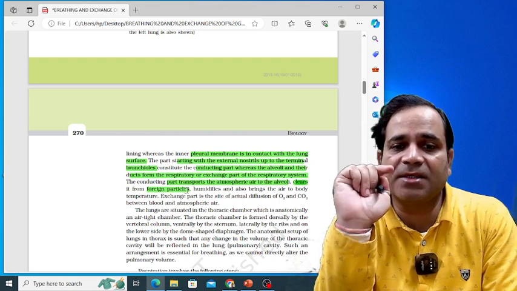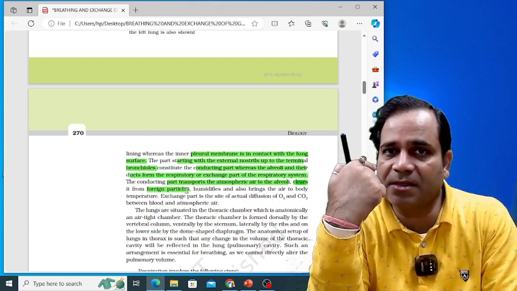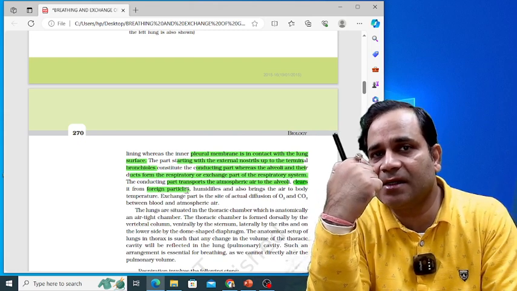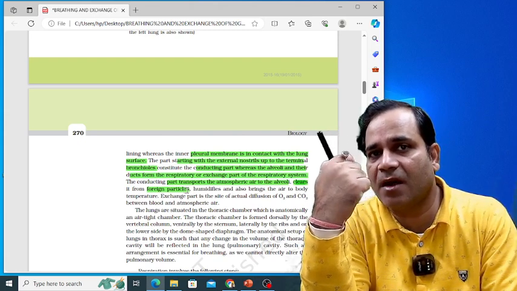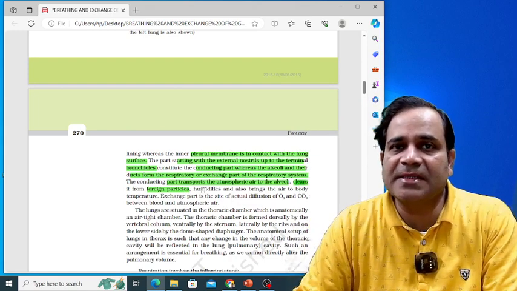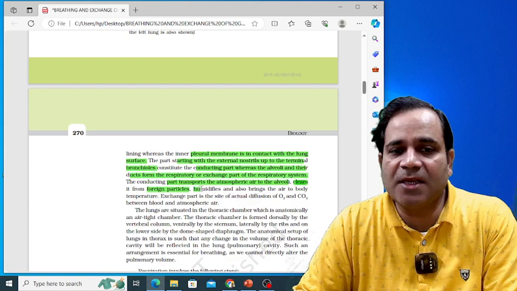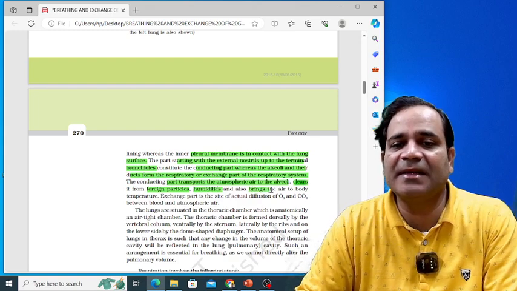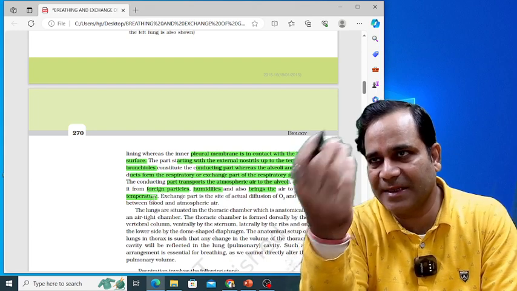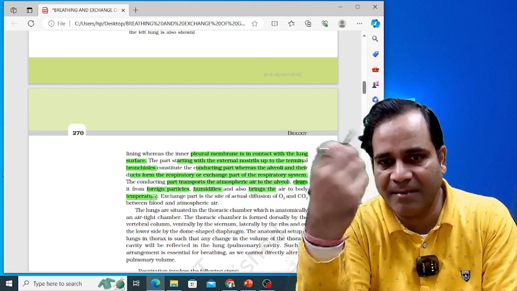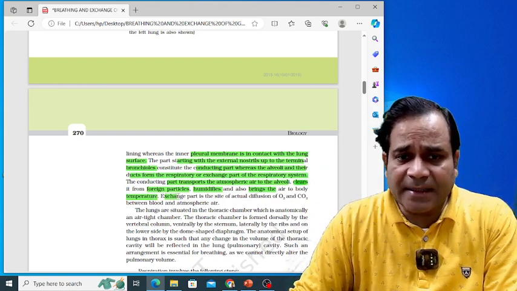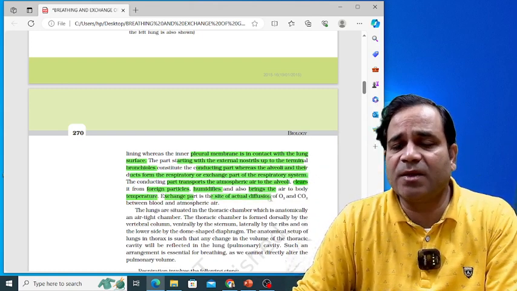Yes, it starts from the nostril, because inside the nostril there are fine hair-like structures that filter the harmful particles present in the air. Then there is mucus inside the nose also, which humidifies the air and brings it to body temperature. Whatever the temperature within the body, they take that very air and make it body temperature. After that comes the exchange part, the site of the actual diffusion.